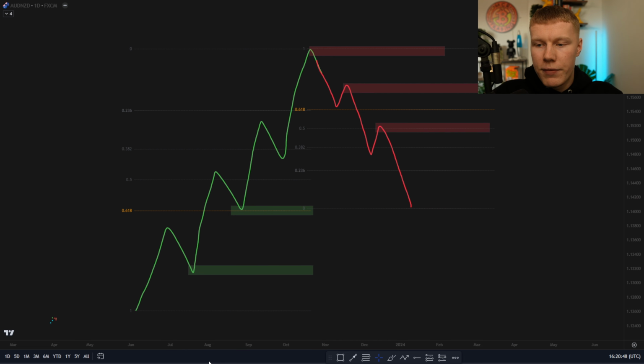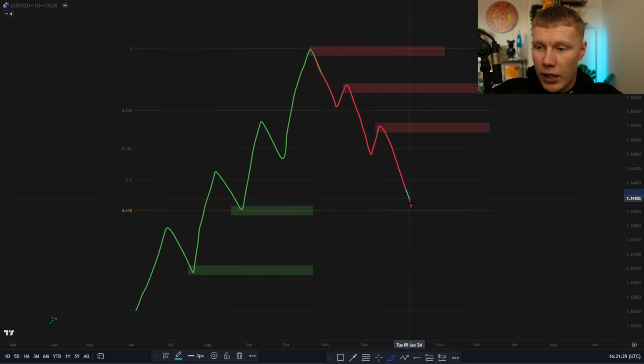So speaking of it being valid, when does a fib become invalid? So the 61 fib is known as the golden ratio, the golden pocket, the golden number. It's very, very strong in the world of mathematics and literally everything. So when price breaks past that 61, that fib becomes insignificant, because if price can't even respect the 61, then it's not going to respect the rest of the fib.